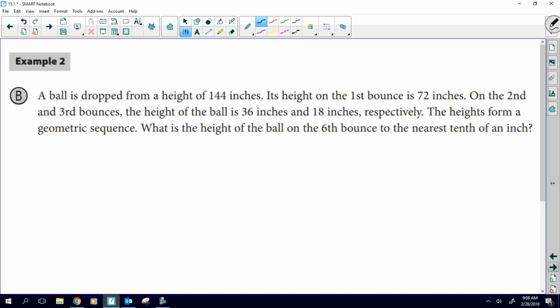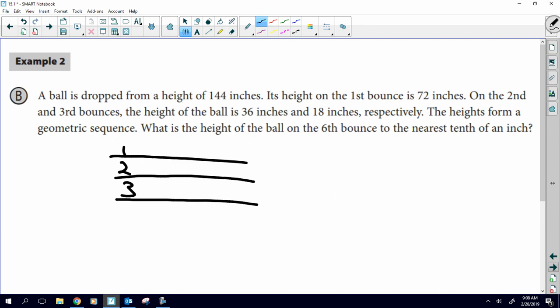So all right, what I'm going to do is go ahead and make a chart. So 1st bounce, 2nd bounce, 3rd bounce, all right, and we're trying to get all the way up to the 6th bounce, 3, 4, 5, 6, all right. So our first bounce was, it's dropped, but we don't care about the drop height. We care about the bounce. So 72. Or do we? No, because that's the first bounce. Second bounce is 36. Third bounce is 18.